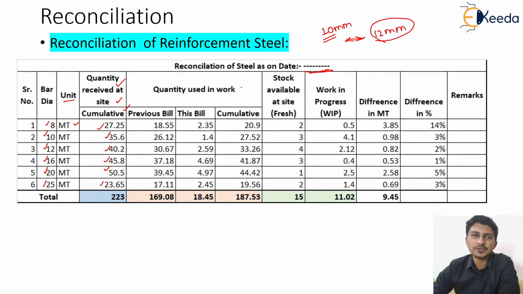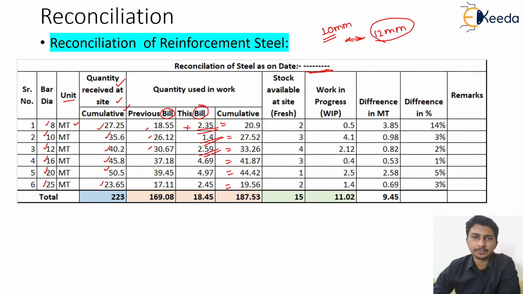Then the quantity that is used in the work, you're going to get from the running account bills. That is up to the previous bill, how much quantity you have received on site. Then for this bill, how much quantity you are utilizing, how much quantity you are submitting. Then the cumulative will be the addition of these two, which will give me the total. This cumulative is the total summation of whatever quantity we are utilizing.